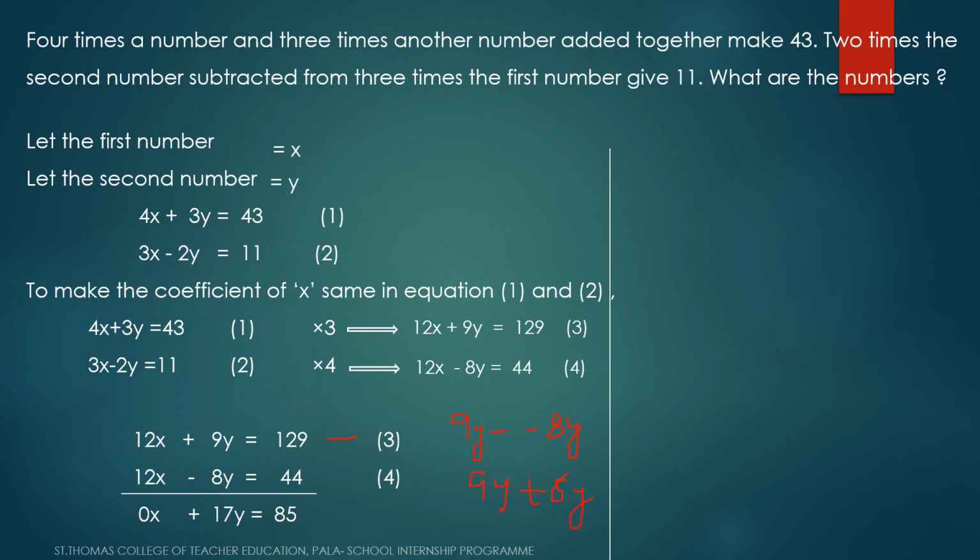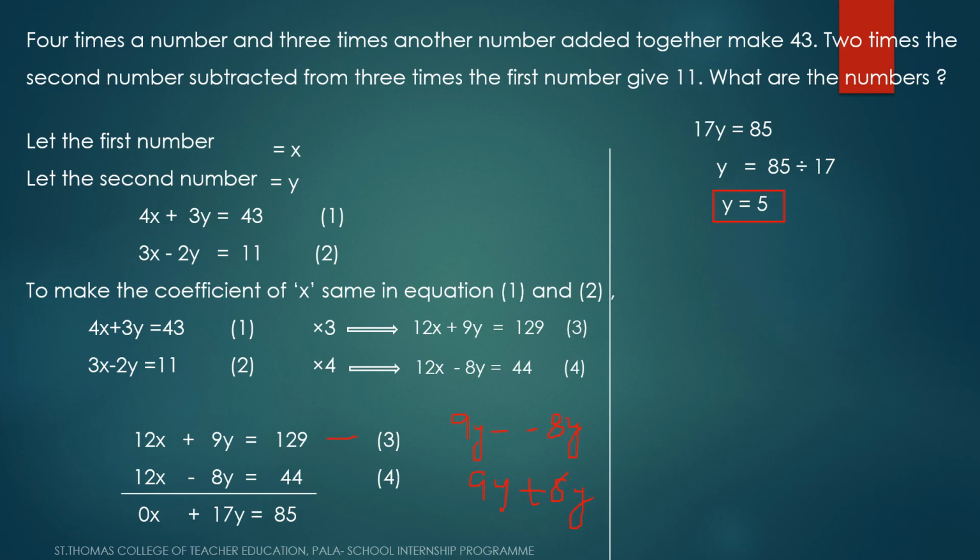Again, 129 minus 44 is 85. I think now the step is clear. So what you got? 17y equal to 85, isn't it? Now tell me y. 85 divided by 17. Good, very good. And what is 85 divided by 17? Yes, 5. All of you must do the division. Okay. So we got the value of y as 5.